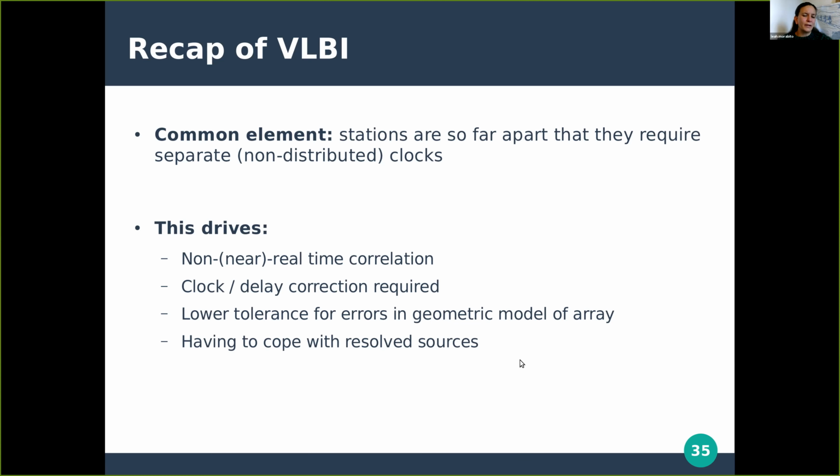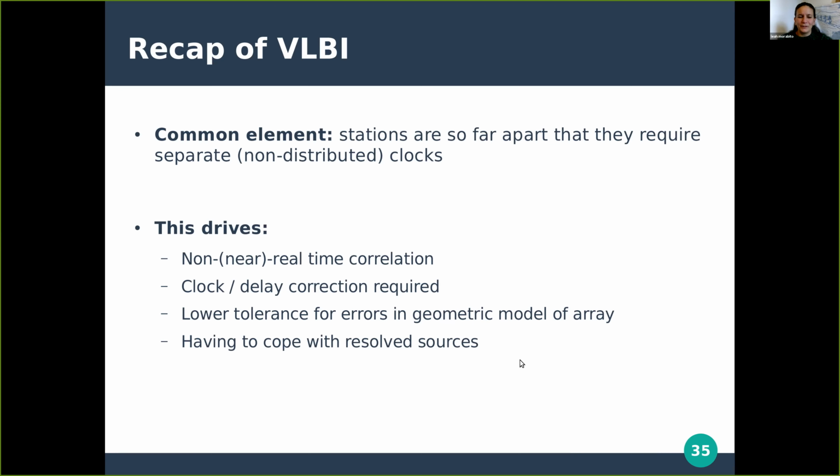And there's a lower tolerance for errors in the geometric model of the array when your telescopes are so far apart. And you have to cope with resolved sources. So there's no real hard and fast definition of what VLBI is, but generally when you're in the regime where you have separate clocks, you're really starting to talk about needing to use VLBI techniques. And this comes with all of these problems that are listed on this slide, which we'll talk about here.